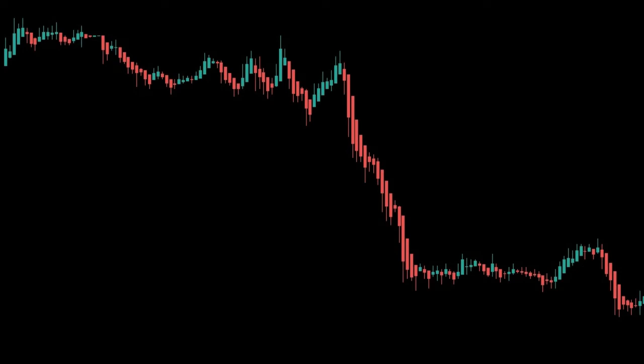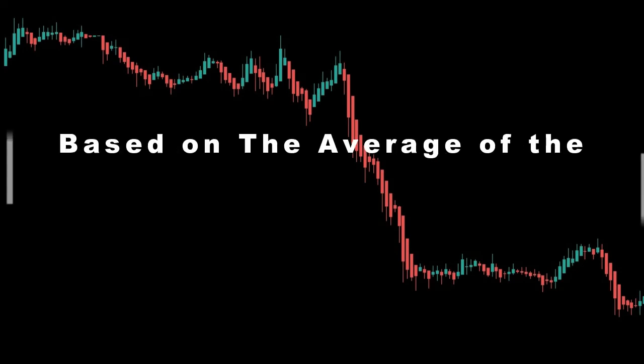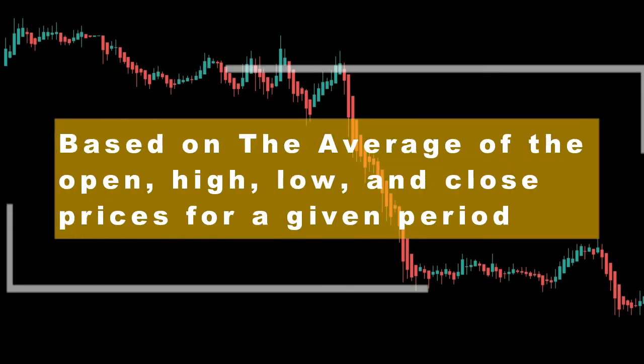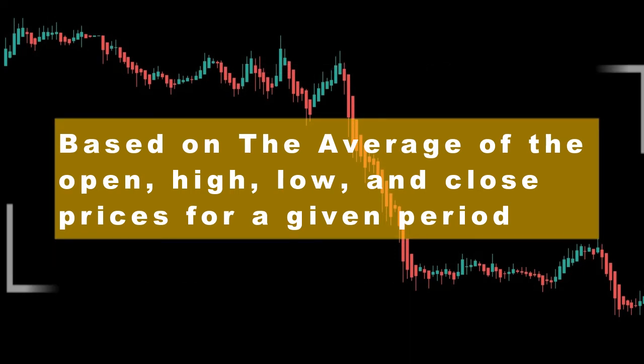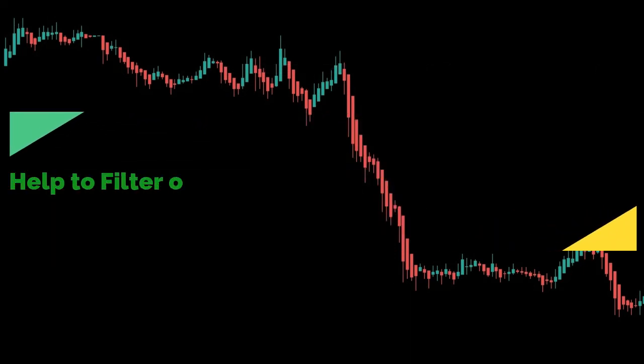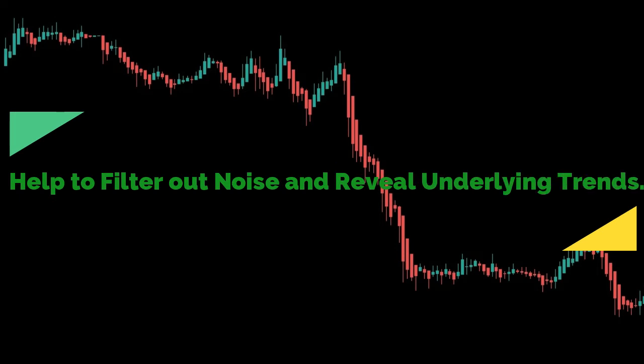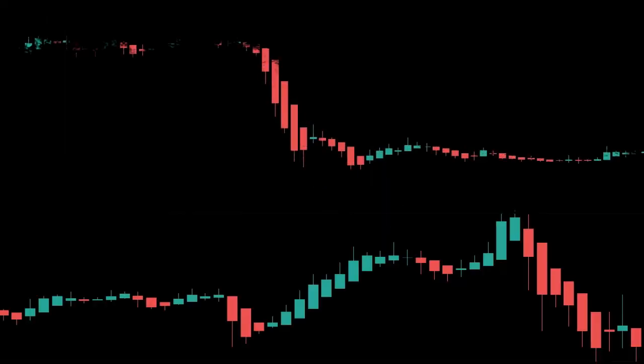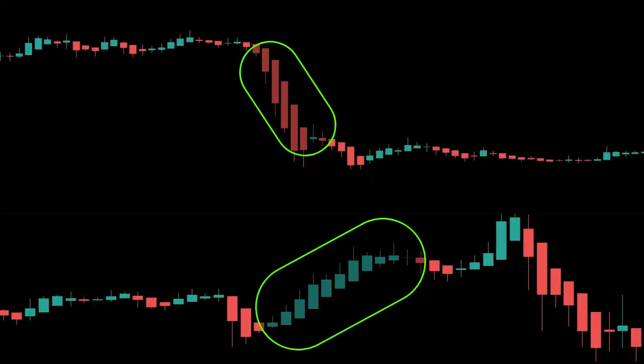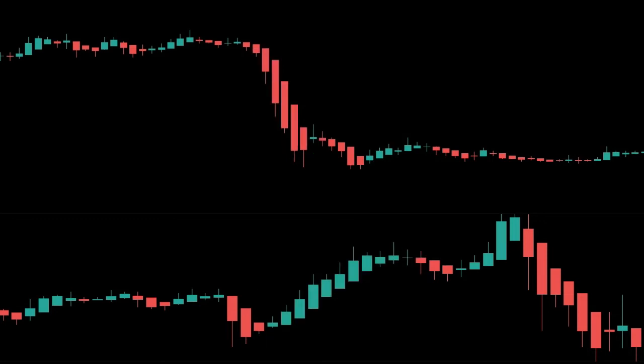One key difference is that Heikin-Ashi candles are based on the average of the open, high, low, and close prices for a given period. This makes them smoother than traditional candlesticks, which can help to filter out noise and reveal underlying trends. In addition, Heikin-Ashi candles are colored according to whether the trend is bullish or bearish. This makes it easy to see at a glance whether the market is in an uptrend or downtrend.